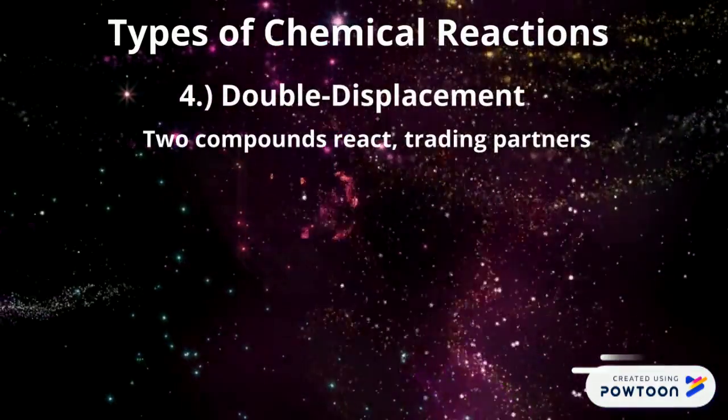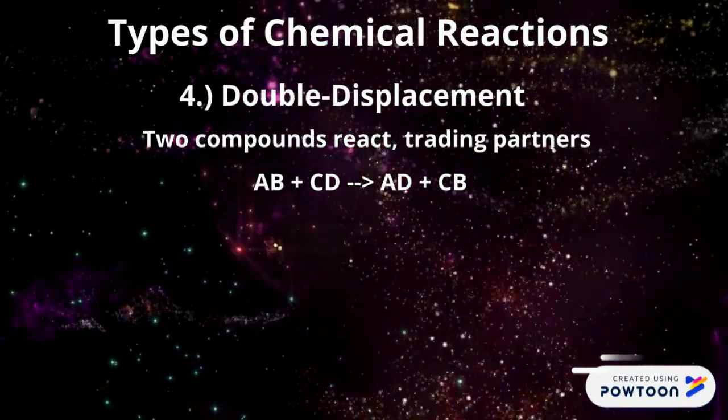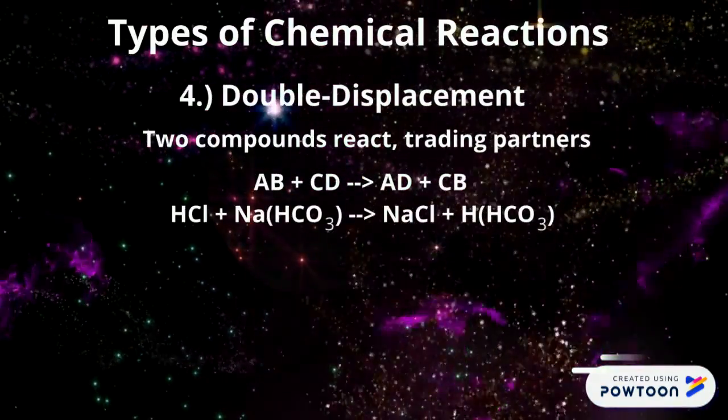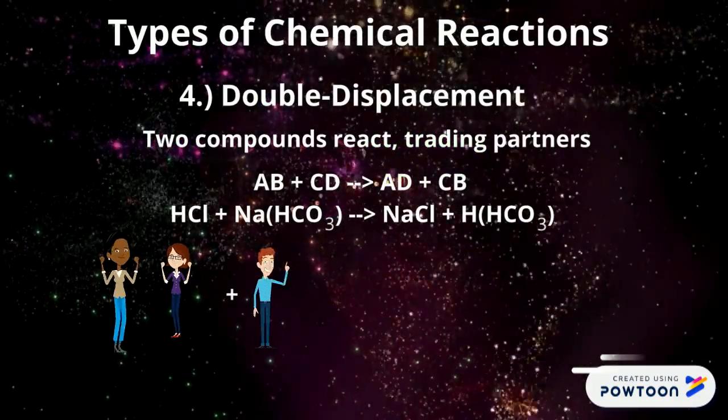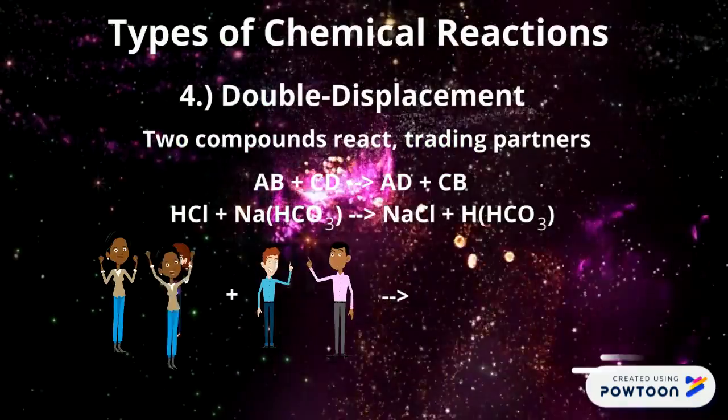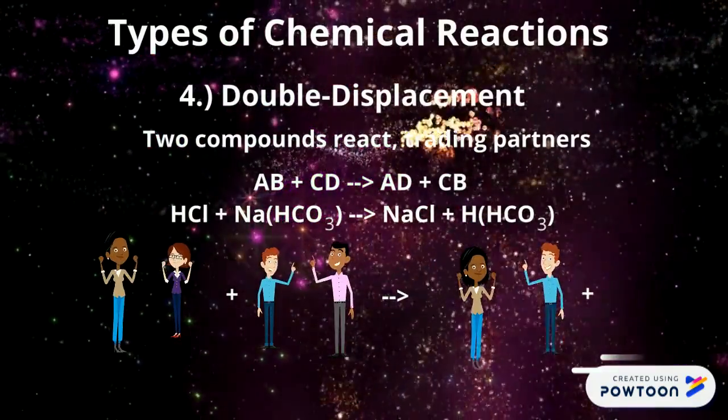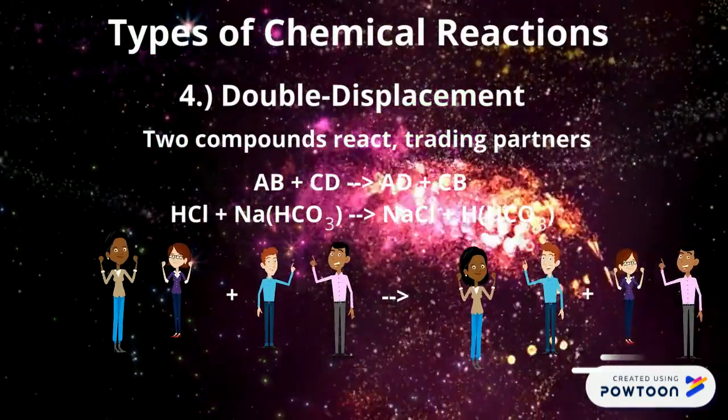The fourth type is called double displacement. This is where you have 2 compounds reacting and they end up trading partners. We see this in real life when we take an antacid when our stomach acid is too concentrated. In this case, we're looking at 2 couples dancing, and then at some point throughout the night, they trade partners.